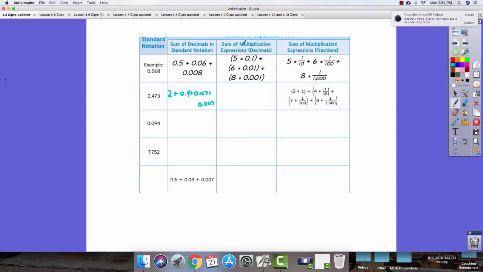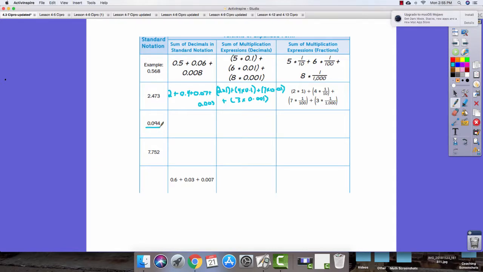So now let's take that and write it as a sum of multiplication expressions using decimals, okay? So I can take that 2. Now that 2 is in the 1 spot, so I'm going to do 2, put it in parentheses here, 2 times 1, because it's in the 1's place, plus 4 times 1/10. That 4 is in the tenth spot, so 4 times 1/10, plus that 7 is in the 100th spot, so plus 7 times 100th, plus, now that 3 is in the 1,000th spot, so 3 times 1,000th. Okay, and then as a fraction, sum of multiplication expression using fractions. So 2 times 1 plus 4 times 1/10 plus 7 times 100th plus 3 times 1,000th.